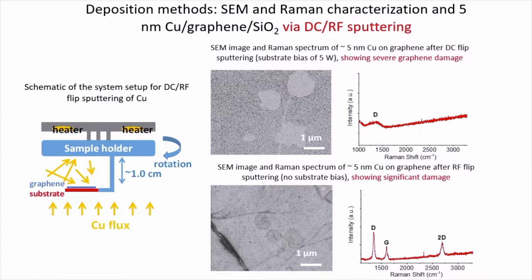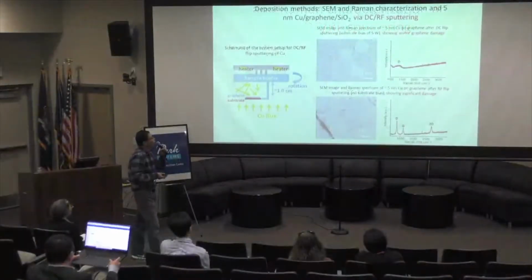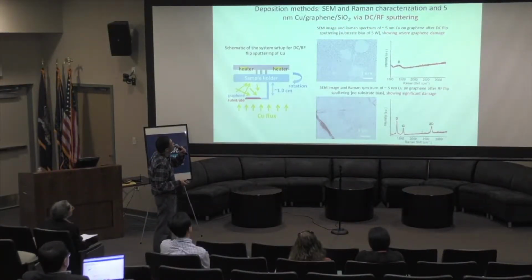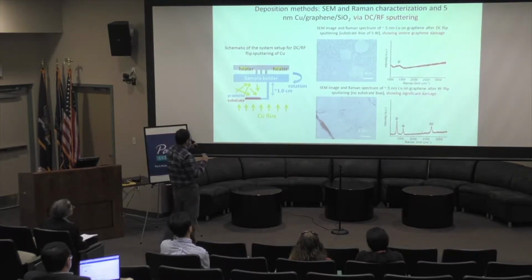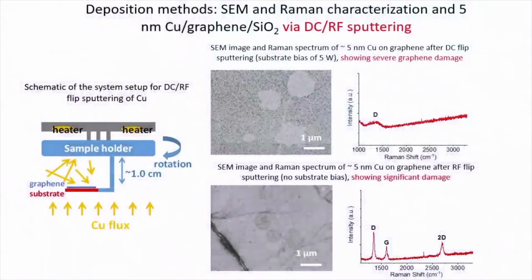In this case, we know that normally the sputtering method will damage the graphene. In this setup, we use the flip sputtering method, meaning that we mount the graphene so that it faces away from the copper flakes. So the deposition is mainly caused by the random scattering of the atoms in the system.